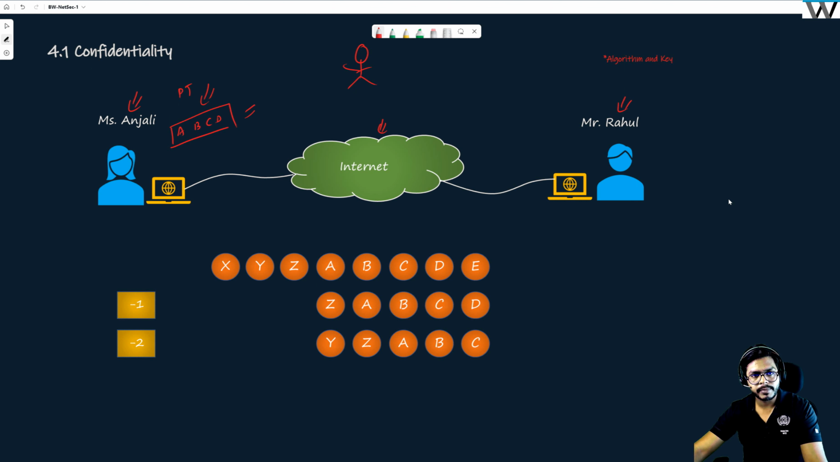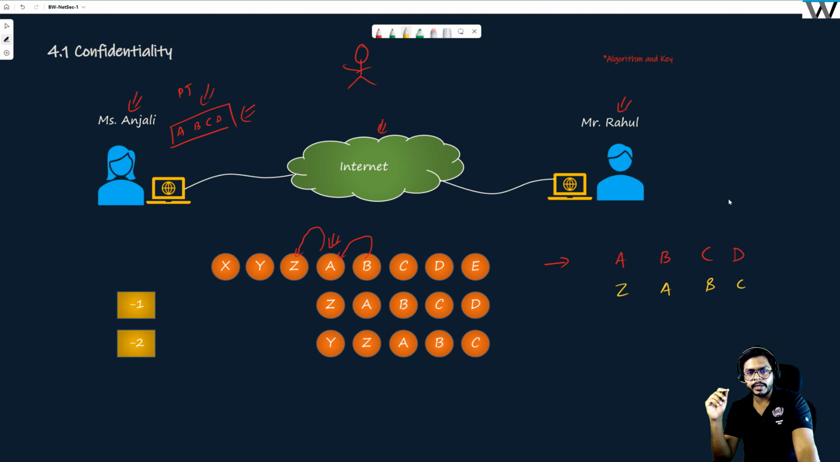So what she has decided is that she is going to encrypt this message with an algorithm. The algorithm is that she is going to randomize these alphabets. If she has to send A, she won't write A. Instead, she is going to write Z. Instead of B, she is going to write A. So she is moving one position left. If she wants to send A, B, C, D to Rahul, she is going to send Z, A, B, C. Let me write it with the other pen so that the encrypted message is in yellow, guys.